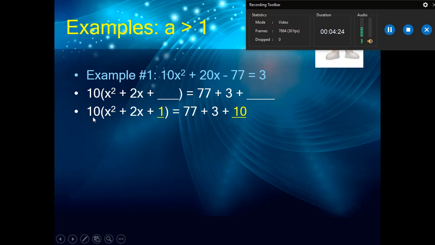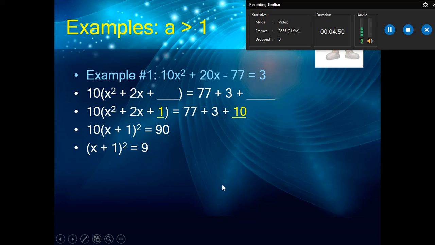But I have to multiply the 10 times the 1 to fill in the right-hand side. So I had 77 that moved over and the existing 3. When I combine all those values, now my constant is 90. And I factored my perfect square trinomial into two identical factors. We're going to divide both sides by 10.